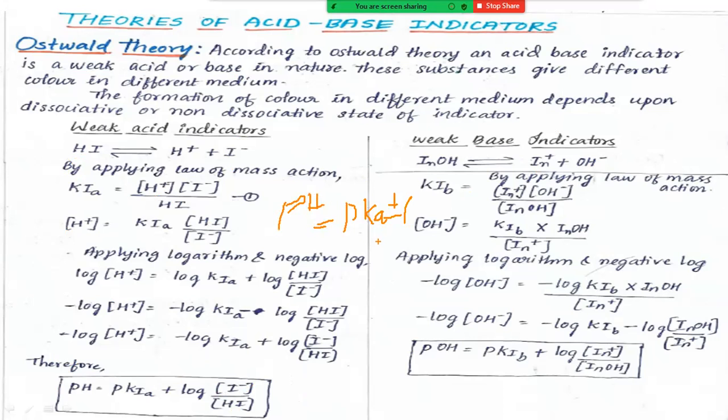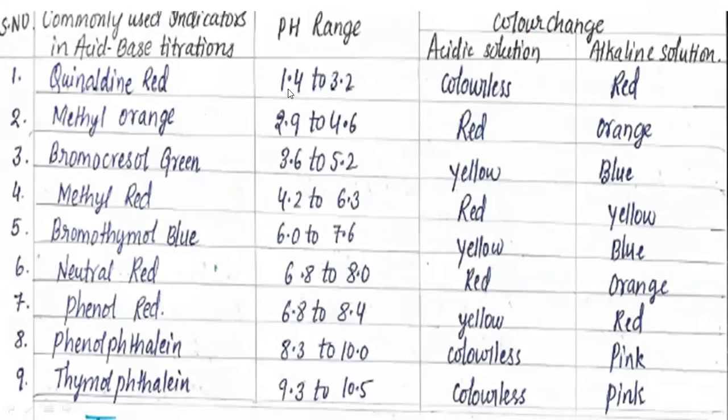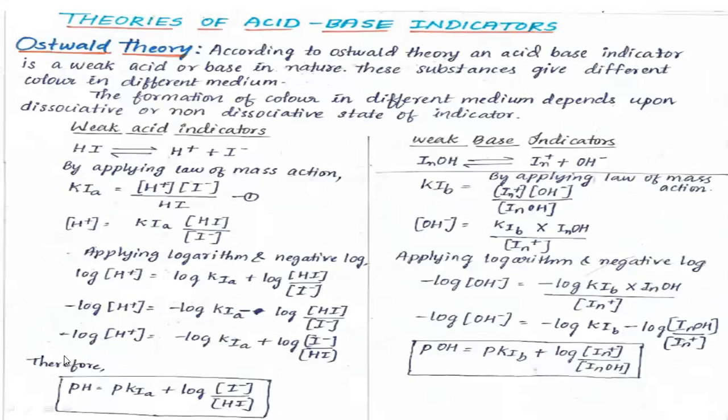So that's why we take the range of indicators. For example, quinaldine red gives a minimum range of 1.4 and a maximum range of 3.2. How does this range come? It is explained by the Ostwald theory, right? By this equation, we can explain the range of pH values for those particular indicators.